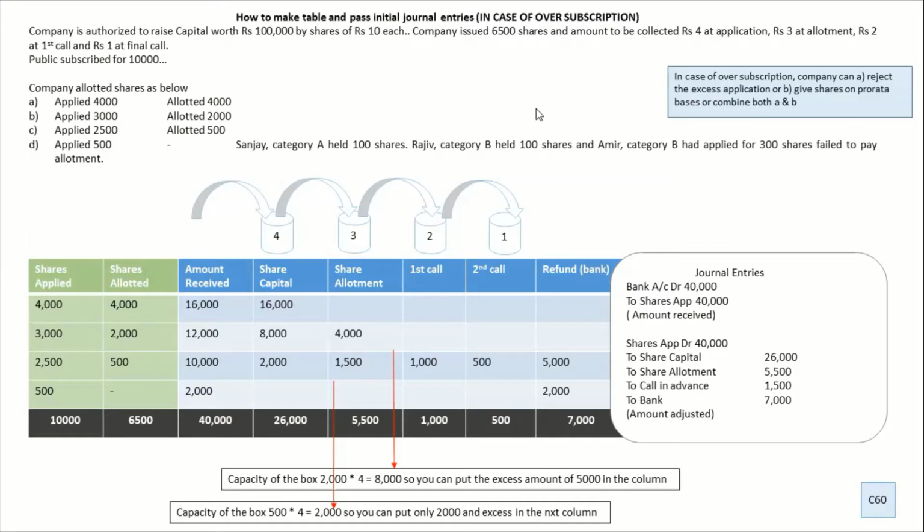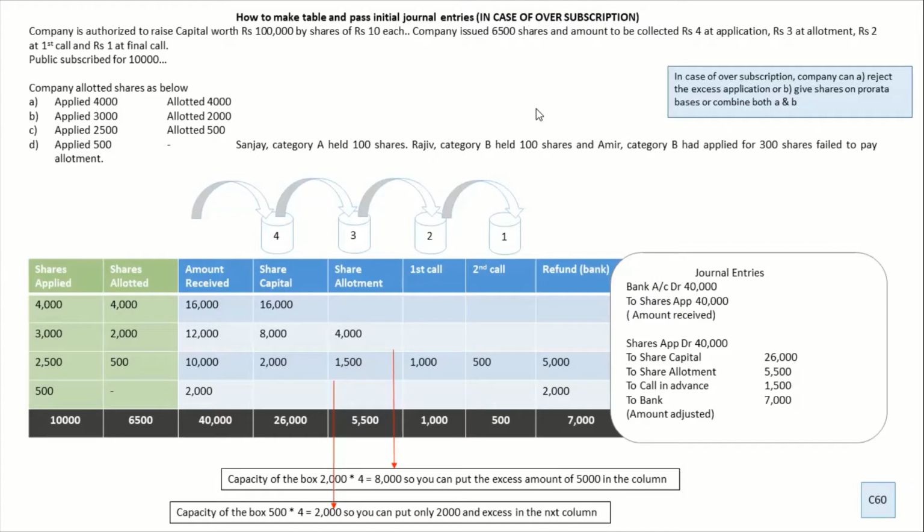Mr. A who applied for 4,000 got 4,000 shares. B who applied for 3,000 was given only 2,000. C got 500 and D who applied for 500 did not get a single share. Now how do you post this whole thing in the magical box?